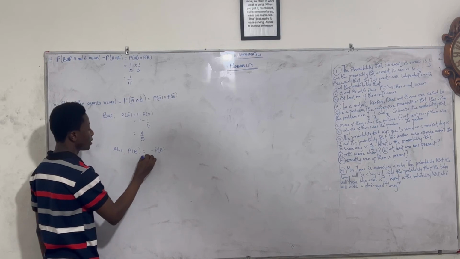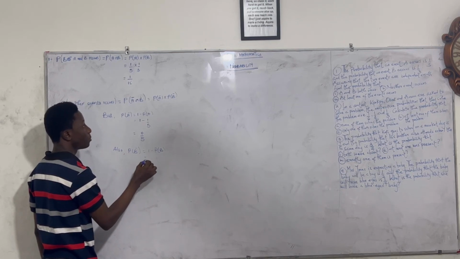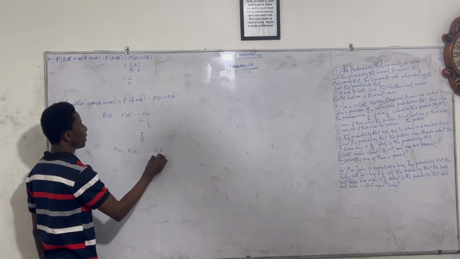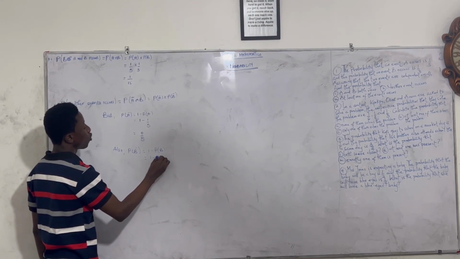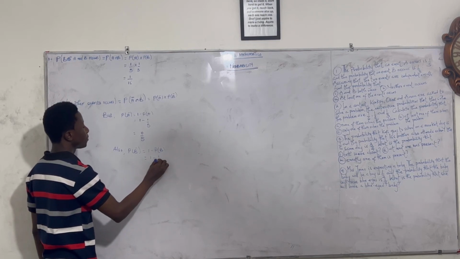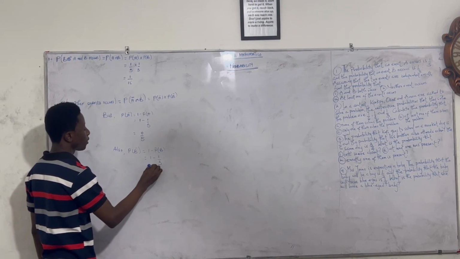We just did this as one of the laws of probability. So that will be 1 minus the probability that B will occur, which is already in the question as 1/3. What are we getting? Is it 2/3?